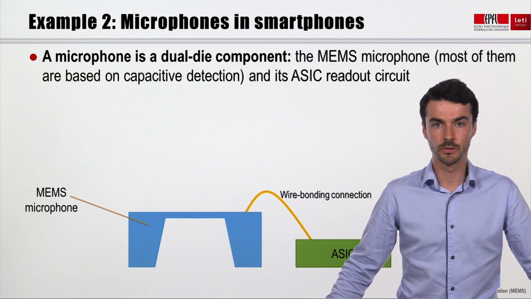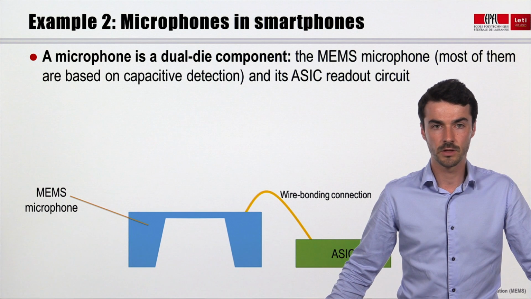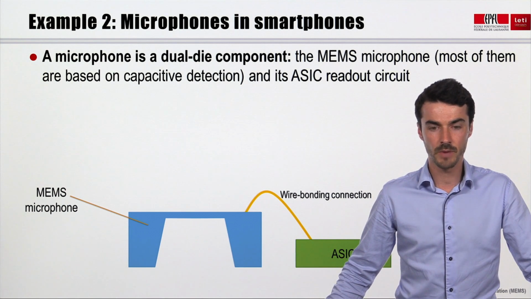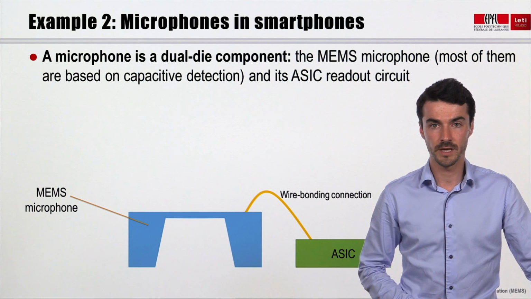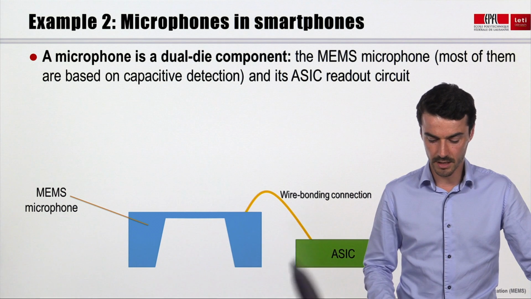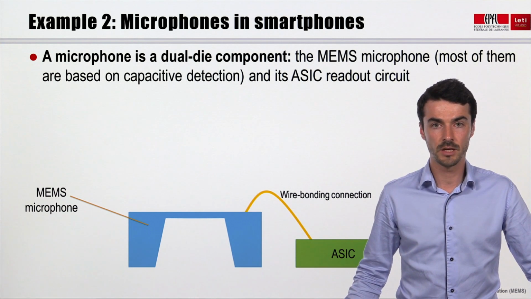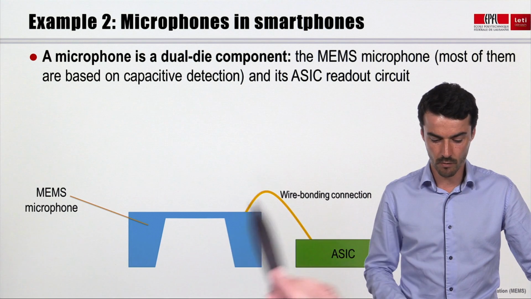Let's move to example 2, microphones in smartphones. Generally, what is called a MEMS microphone is a dual die component. The MEMS microphone itself, most of them are based on capacitive detection, and its ASIC readout circuit. ASIC, as you may know, stands for Application-Specific Integrated Circuit. They are connected one to each other by wire bonding.